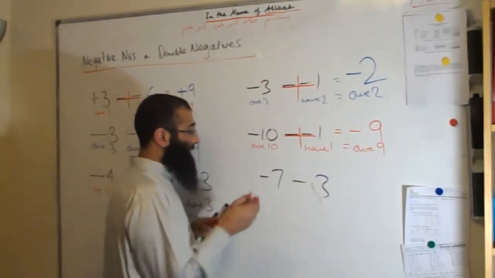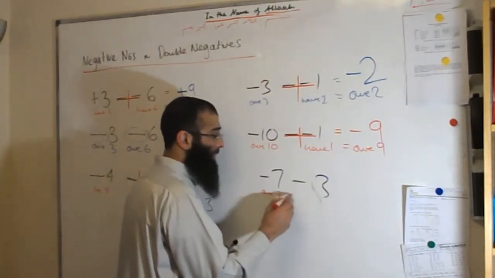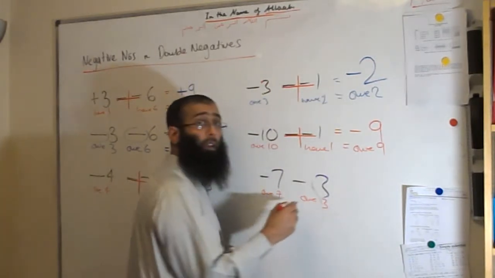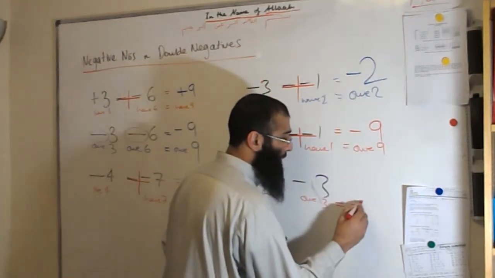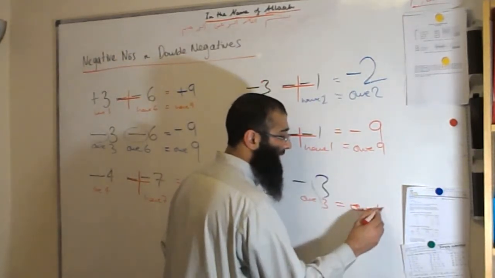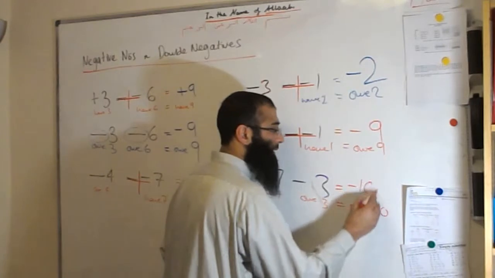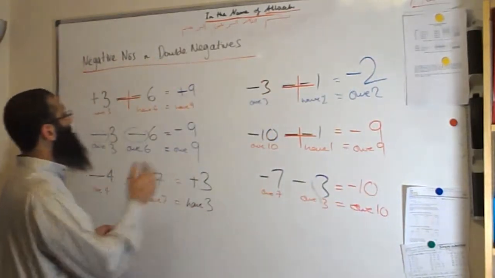So we think of this as I owe you 7 and I owe you another 3. So if you owe me 7 and you owe me 3, that means you owe me altogether 10. You owe me 10. And owe 10 means minus 10. And that's that video done.